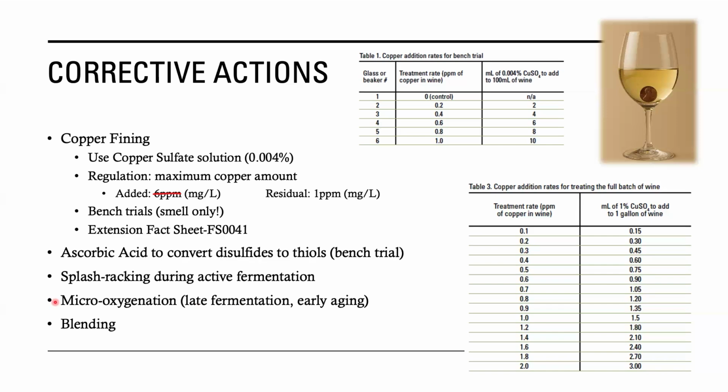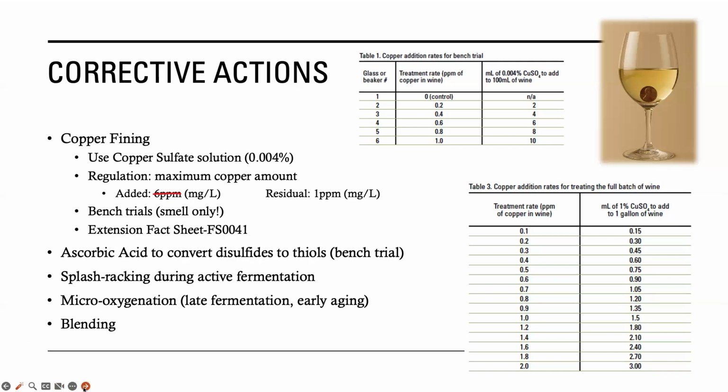And like I said before, I'm not really sure if our cultivars have the potential to use microoxygenation. I have some questions about that. But blending is also a good option here. If you've got a little bit of stinkiness, instead of using copper and getting into that, you could blend with another wine to reduce the concentration of those compounds.